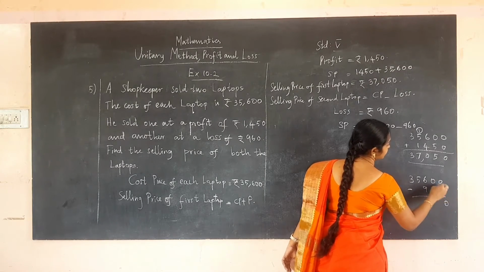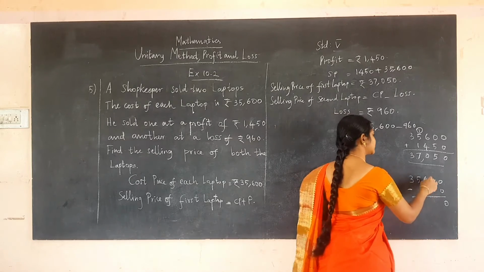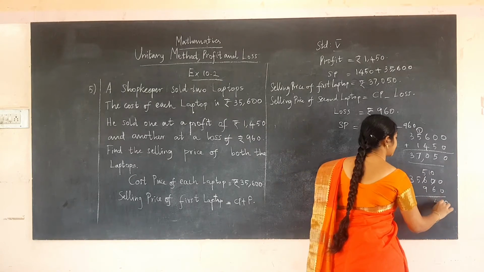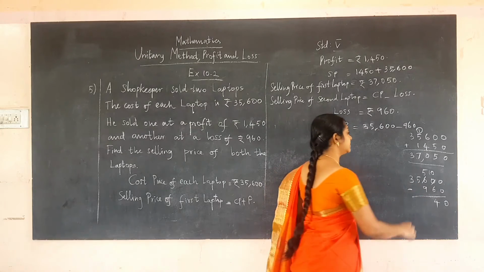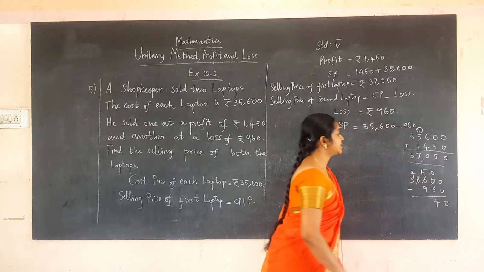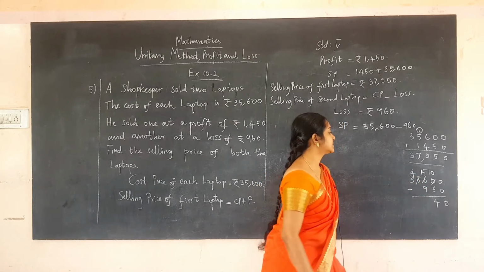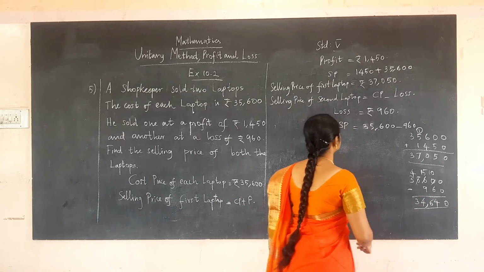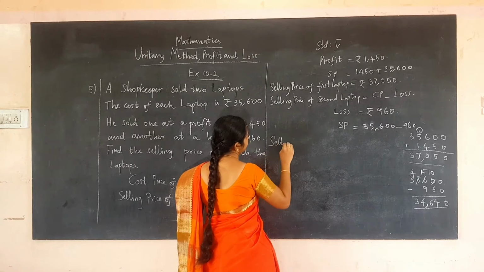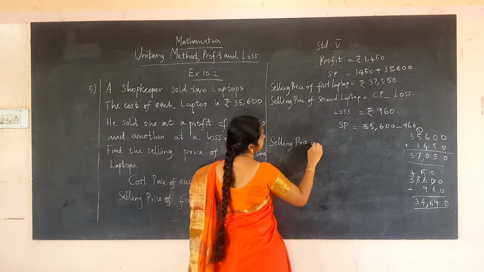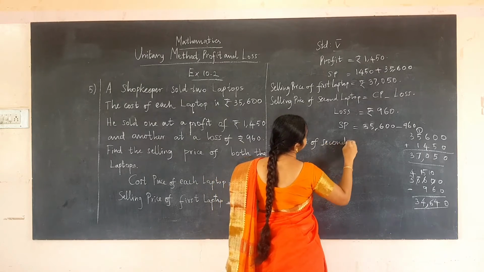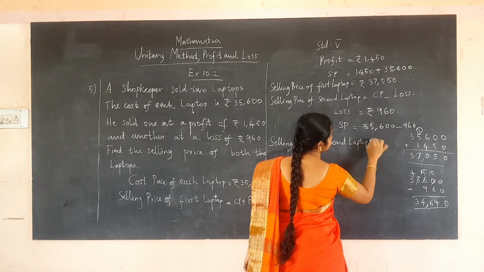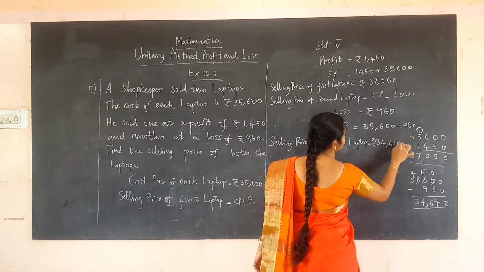0 minus 0 is 0. Borrow from the before number, so 6 will become 5 and 0 will become 10. 10 minus 6 is 4. Borrow from the before number, 5 will be changed as 4 and this 5 will be changed as 10. 15 minus 9 is 6, and here we don't have any number, so write 4 and 3 as it is. So the selling price of the second laptop is rupees 34,640.